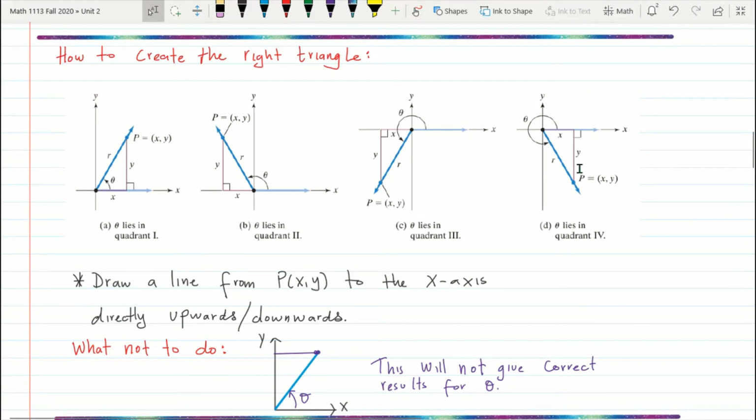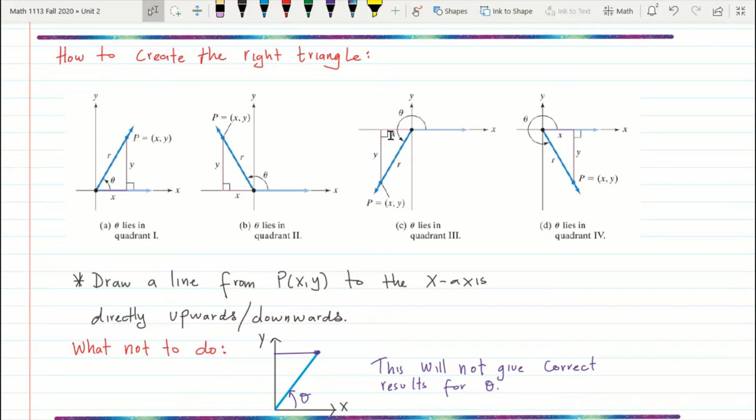So like I said here, draw a line from the point P to the x-axis. So if your point is above, which is the first two cases here, then you're going to draw a line downwards, okay? And if it's the case that you are in the third or fourth quadrant, you're going to draw your line upwards to intersect the x-axis.